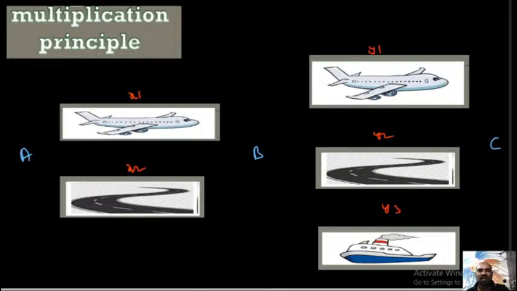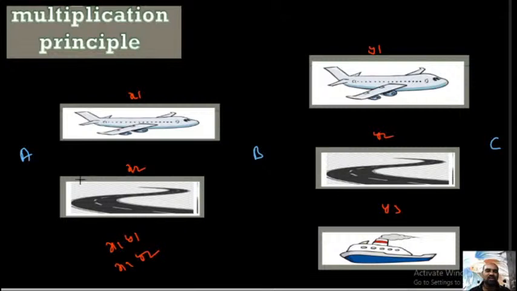A person wants to travel from A to C via B. Directly he can't travel from A to C; that is the condition. So what happened? One of the ways is x1 y1. What is the meaning of that? A to B airway and B to C also airway. Next is x1 y2, another option.